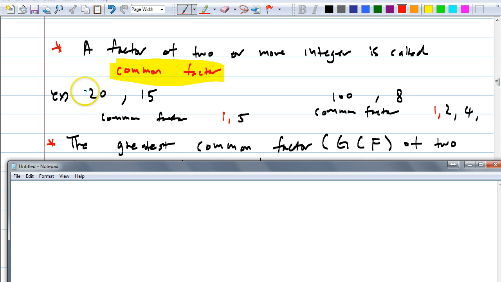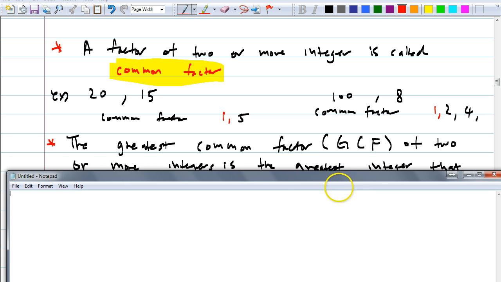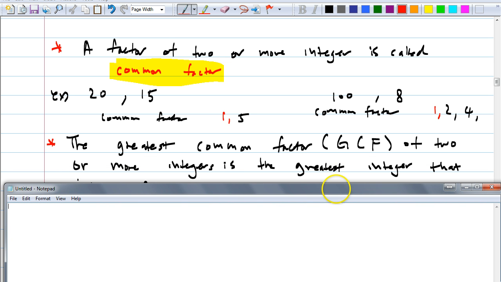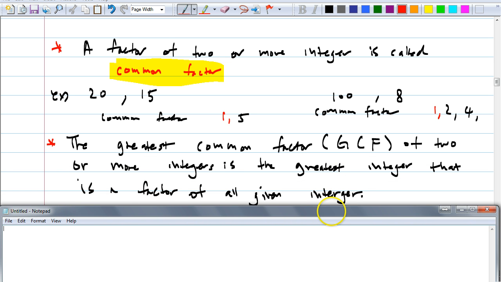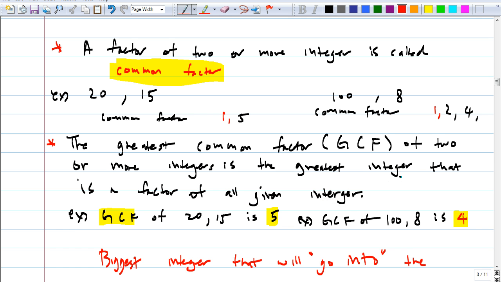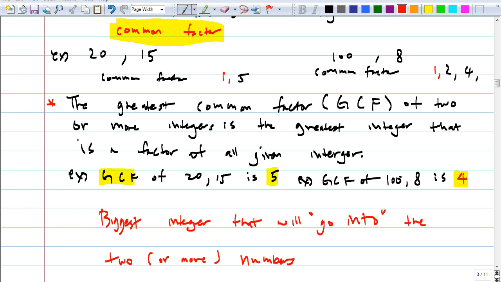So for example, for 20 and 15, what's the biggest common factor? Yeah, 5. That's your GCF. What is the greatest common factor for 10 and 8? Class? 2. Does that make sense? It's just like the name suggests. It's the greatest integer that is a factor of all given integers. In other words, it's basically the biggest number that goes into both or more of those numbers. It's the greatest common factor. Biggest common factor.